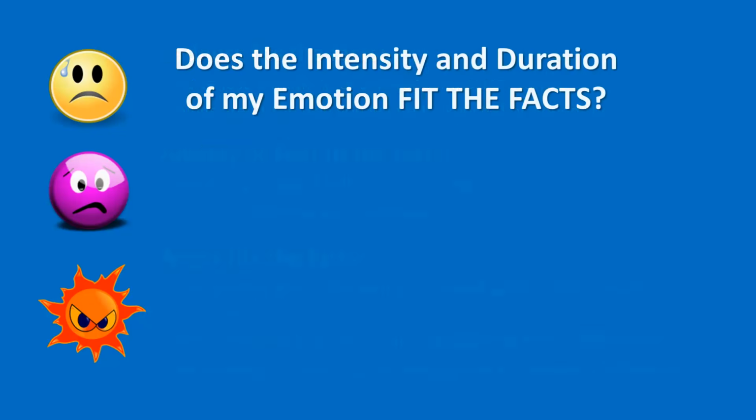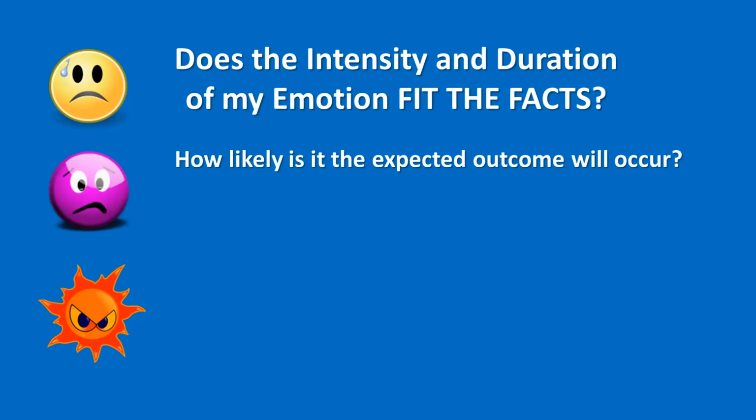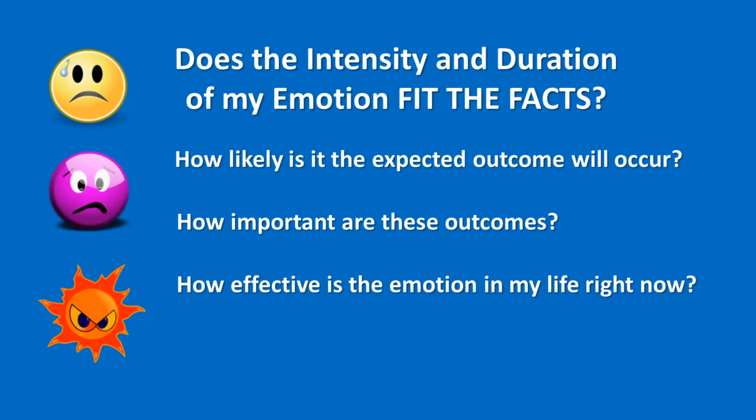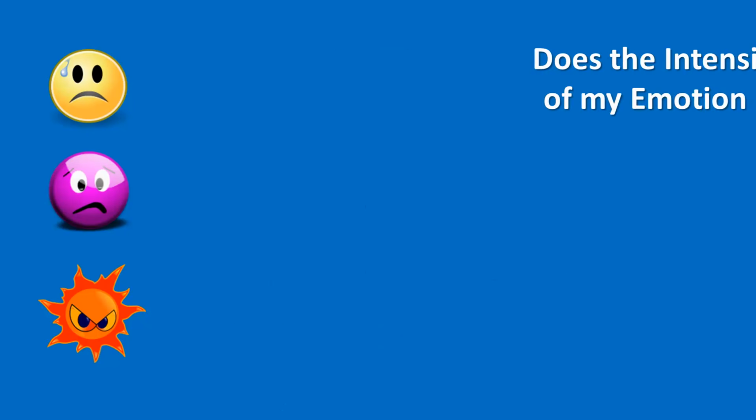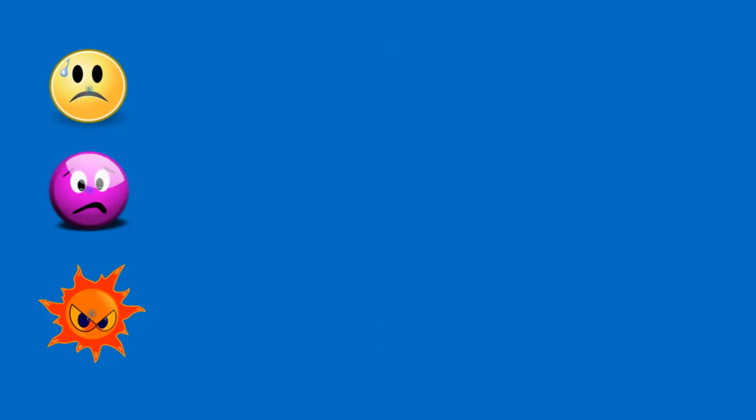And then we can judge how well the intensity and duration of an emotion fits the facts by asking ourselves, how likely is it the expected outcome will occur? How important the outcomes are? And how effective the emotion is in my life right now. Is the emotion helping me, or is it getting in the way? So once we've determined whether or not our emotions fit the facts, there's a flowchart we can use to help us decide what to do next. And I'll talk about this emotion regulation flowchart in my next video.